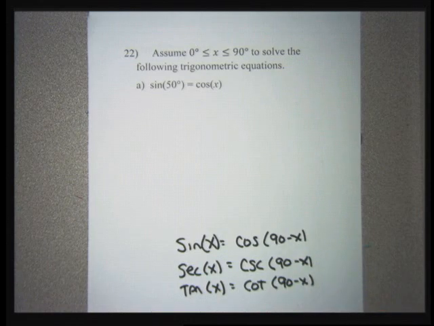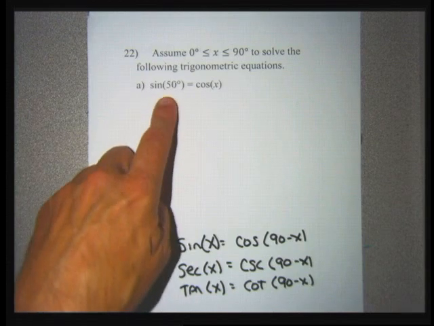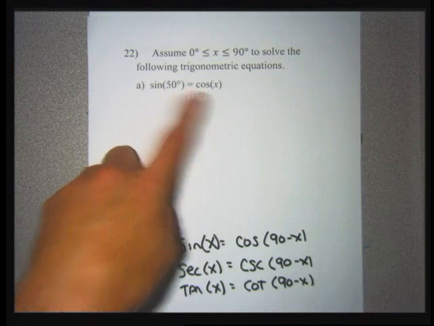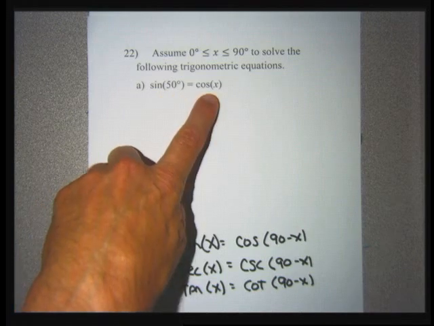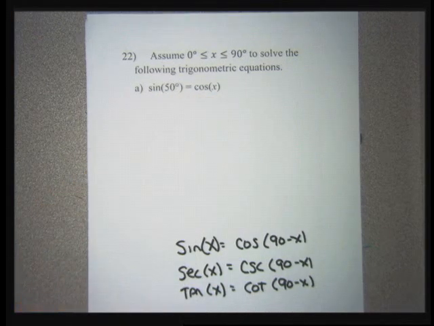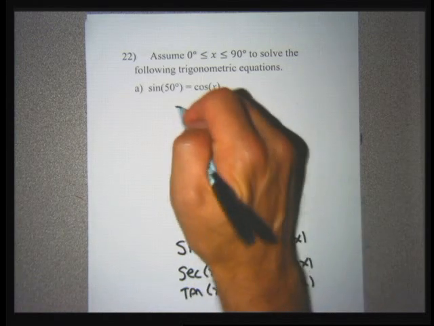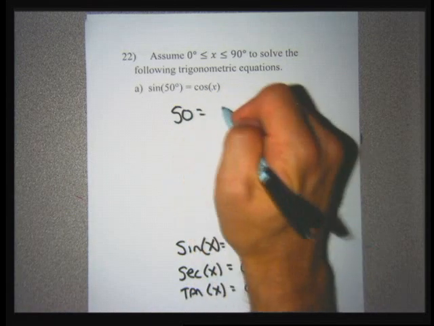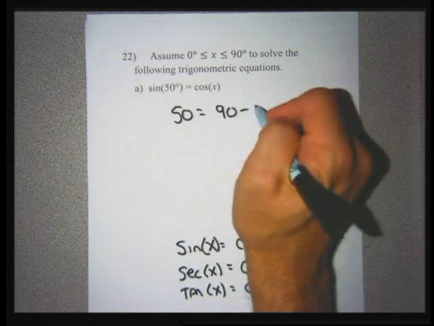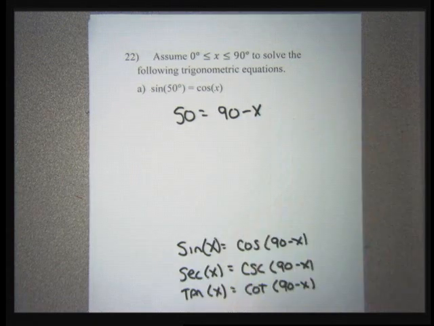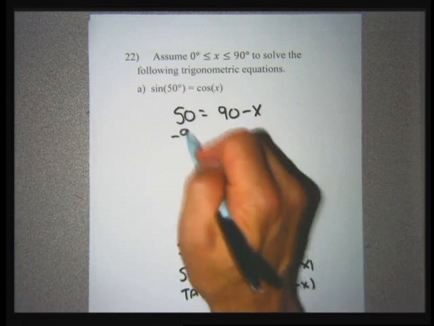So in this particular problem, 22a, because sine and cosine are cofunctions, I know that this angle is that angle minus 90. So I know that 50 is 90 minus x. If I want to solve this for x to get my answer, I'm going to subtract 90 from both sides.